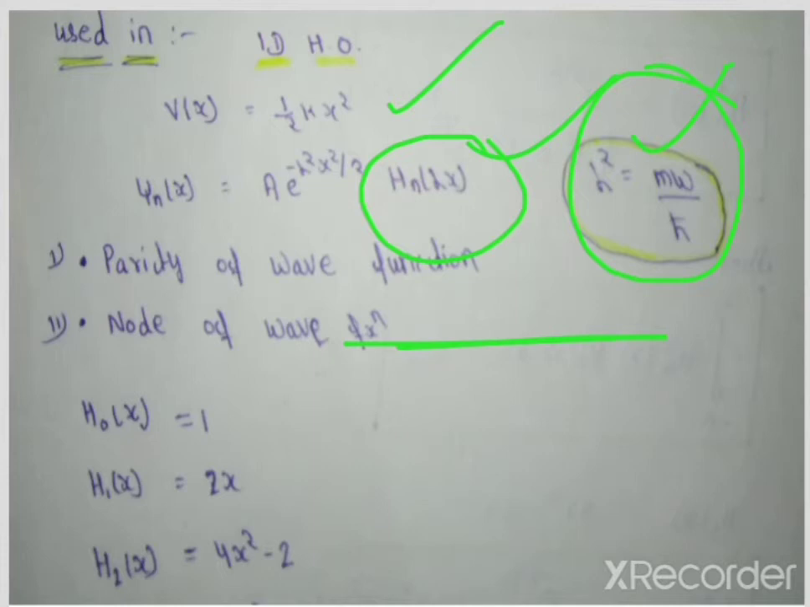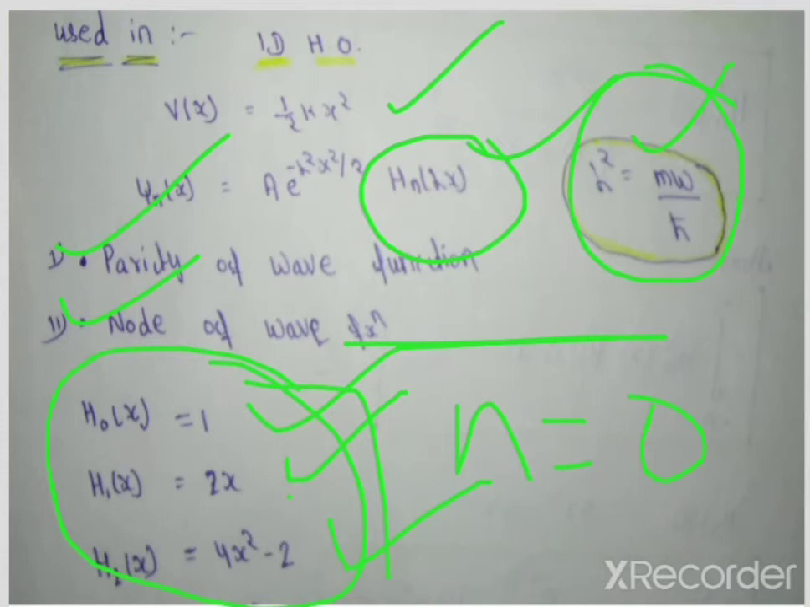Another use of Hermite differential equations is to check the parity of wave functions and check the nodes of wave functions. Now we find important results of the solutions. In the solutions we put n equal to 0, then we get this result. When we put n equal to 1, we get this result, and for n equal to 2 we get this result. These are very important results for solving numerical problems. Then we use them directly, and our solution is very easy.